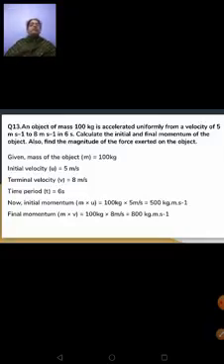They have given you the mass of an object and they have told that the object is initially moving with a velocity of 5 meter per second and then changes to 8 meter per second. They want you to calculate the initial momentum and final momentum, and also the force exerted on the object has to be calculated.